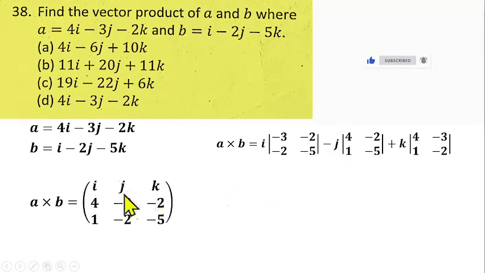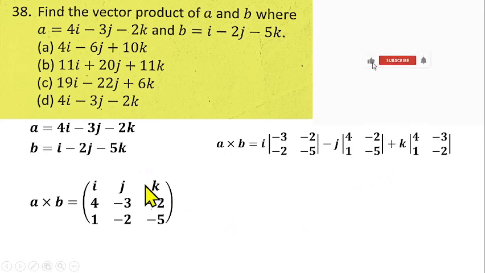Then you go to j as well. The positional sign of j is negative, so you have minus j. Then also reduce this 3 by 3 matrix to a 2 by 2 matrix. How? This element is in the first row, second column. So close the first row, close the second column. We have 4, 1, minus 2 and minus 5 left.